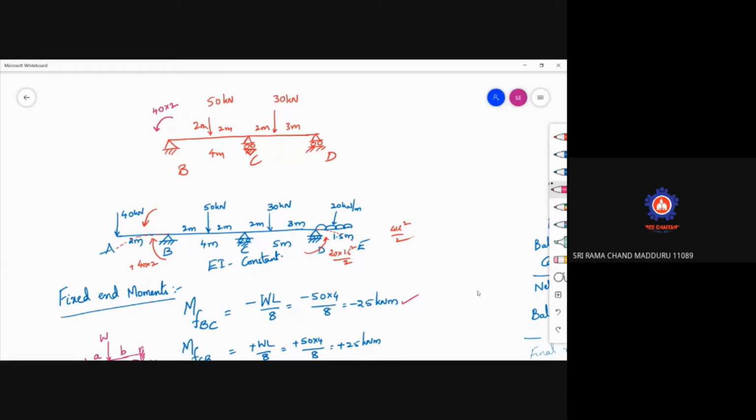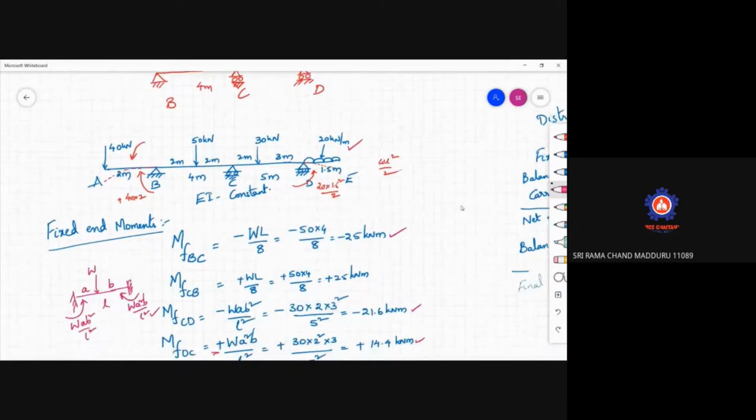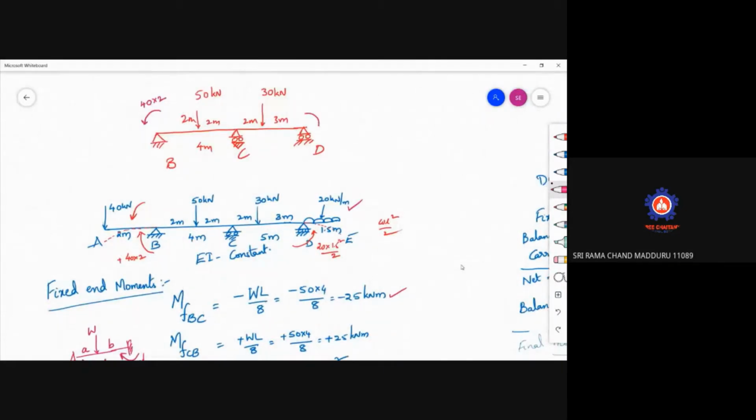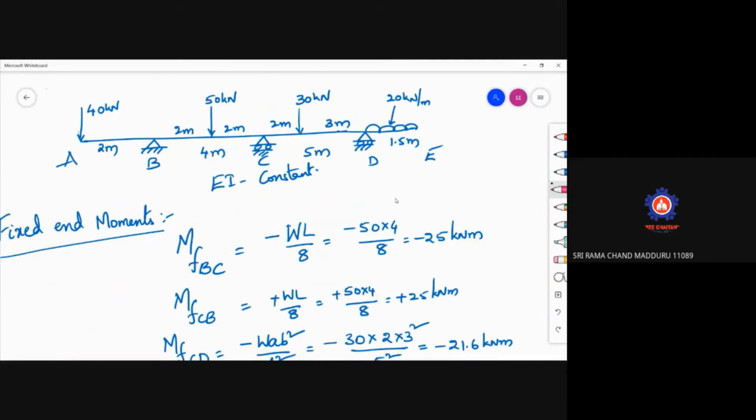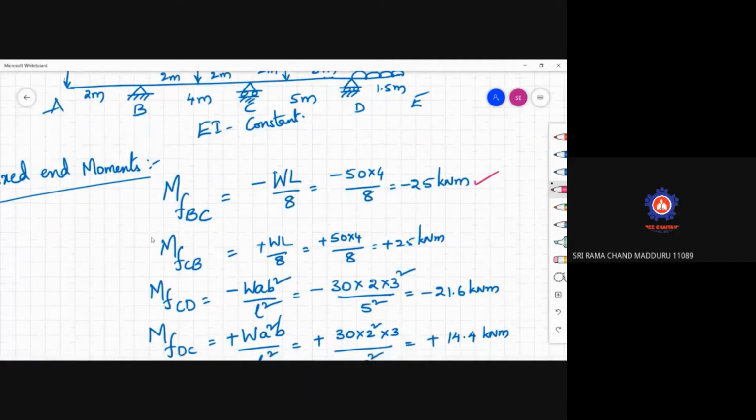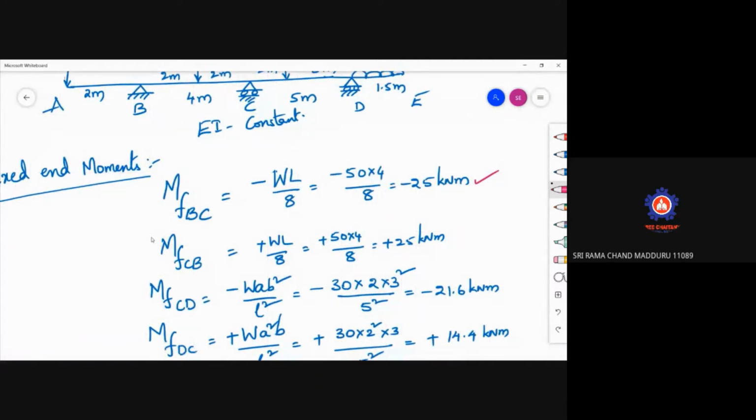So this overhanging portion can be converted as a moment, which is 40 into 2, the external loading. Whereas here, 20 into 1.5 square by 2, so this is also minus 22.5. So I can write this as 22.5 kilonewton meter. Consider BC. So considering B and C as fixed ends, MFBC is equal to minus WL by 8. So with this you will get minus 25 kilonewton meter, which is the fixed moment at BC, as well as at CB, you will get positive 25 kilonewton meter.